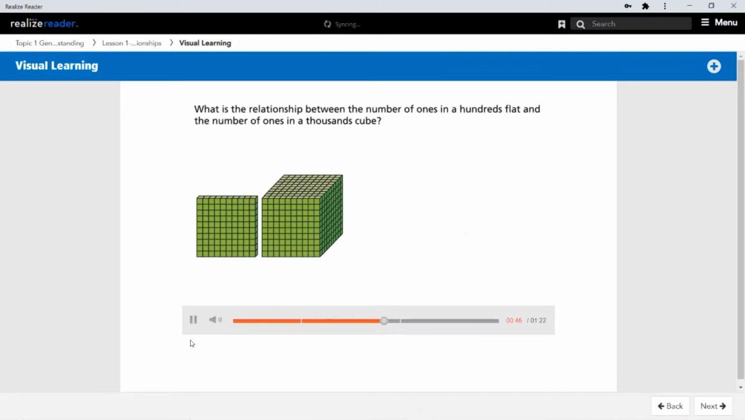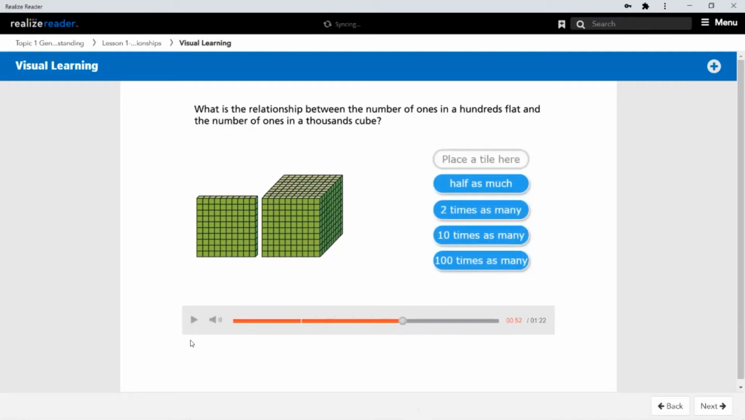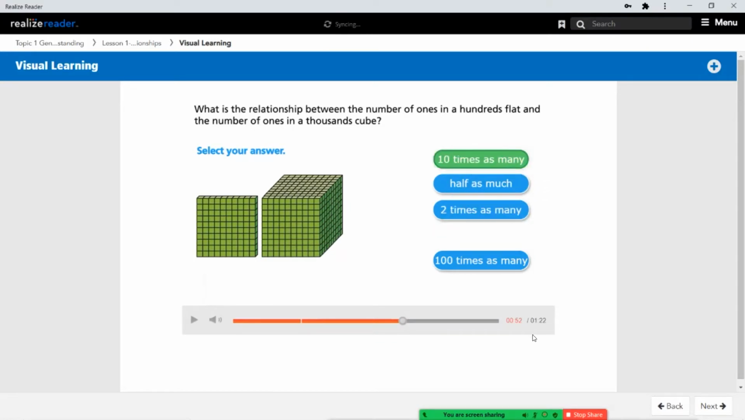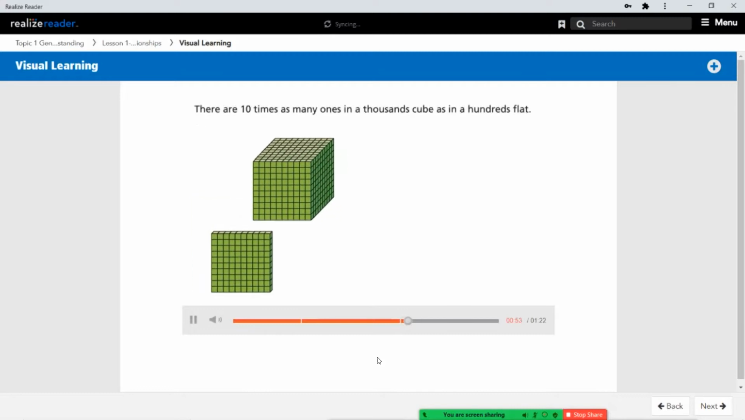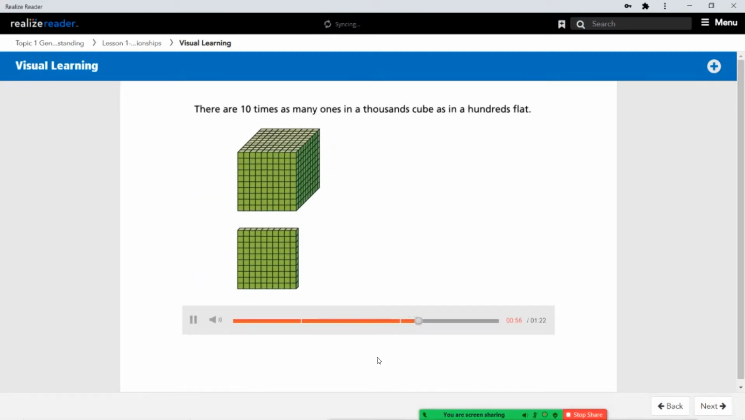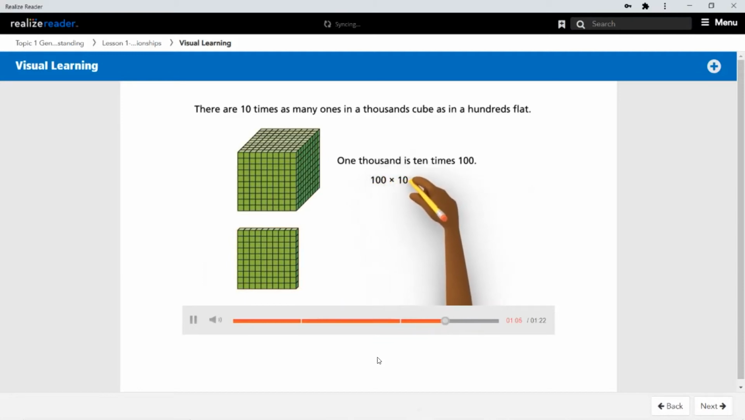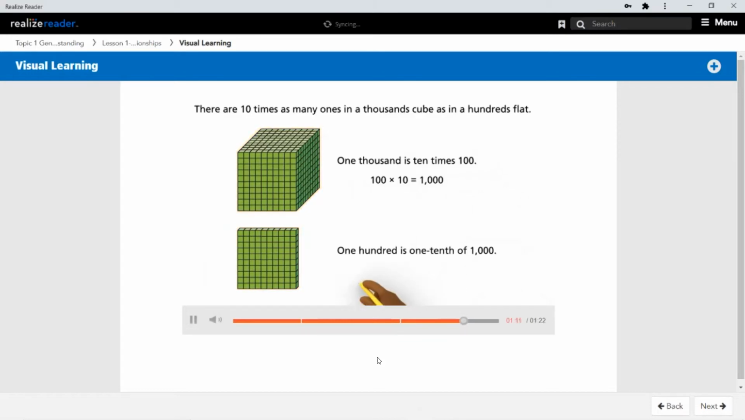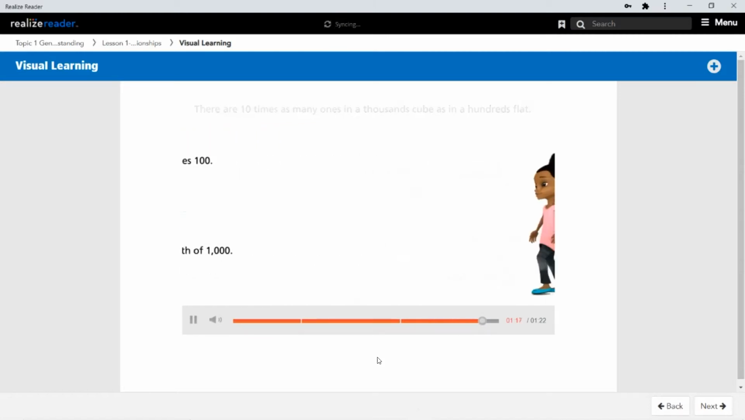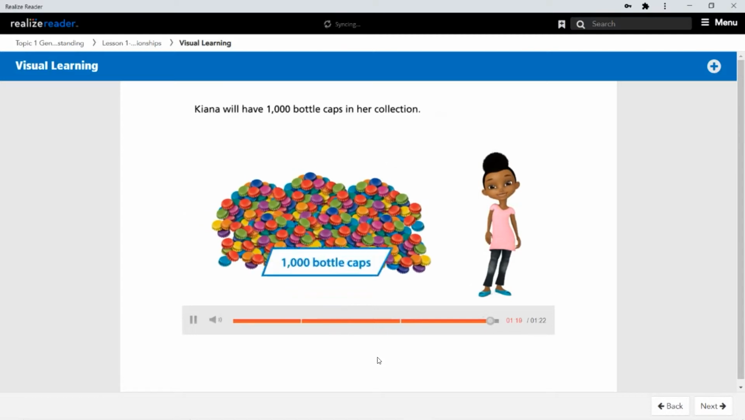What is the relationship between the number of ones in a hundreds flat and the number of ones in a thousands cube? Select your answer. There are 10 times as many ones in a thousands cube as in a hundreds flat. 1,000 is 10 times 100. 100 times 10 equals 1,000. 100 is 1/10 of 1,000. 1,000 divided by 10 equals 100. Kiana will have 1,000 bottle caps in her collection.